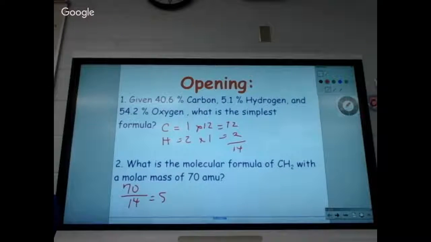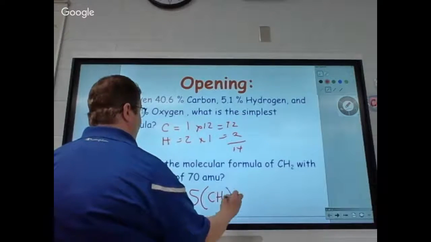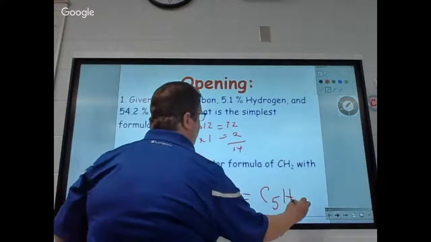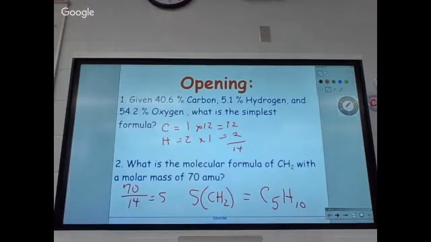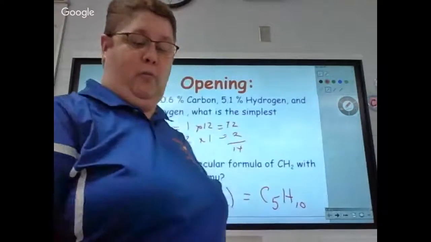Reduced by 5. So now we're going to do what with the 5? Multiply it by 5. So CH2 multiplied by 5 is C5H10. Any issues with either question? No? All right, let's talk homework. See what kind of questions we have about our homework, if any.